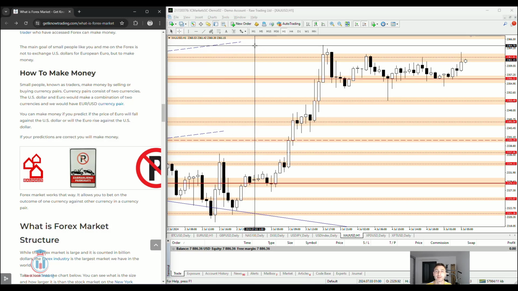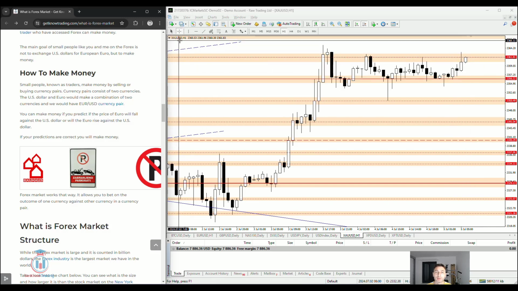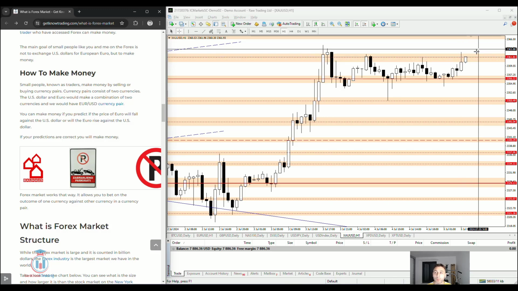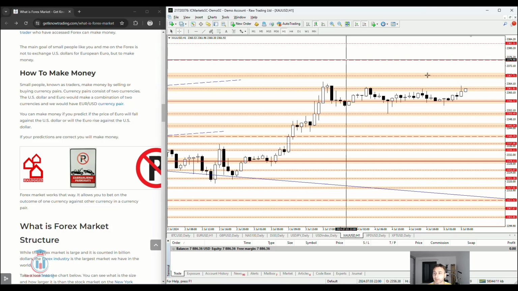Now, for us as traders, the only thing that you will need to know about Forex trading is to define where the price will go. In this case, I have gold against US dollar. So the current price for the gold is $2,361.81. Now, will the price go in the future up, or will it go down?